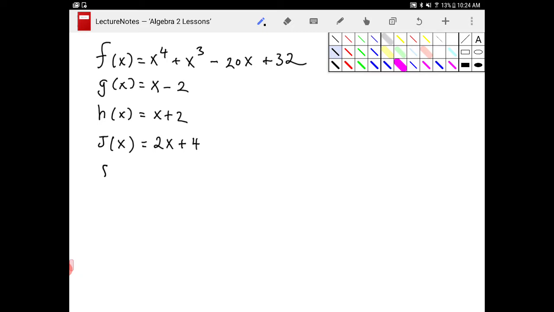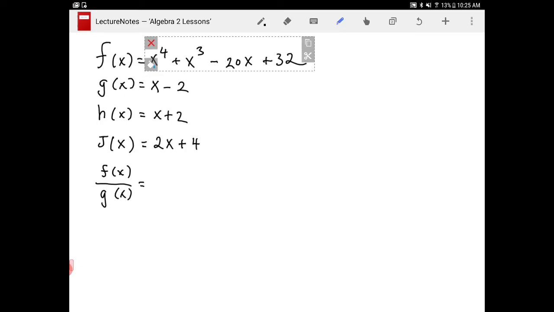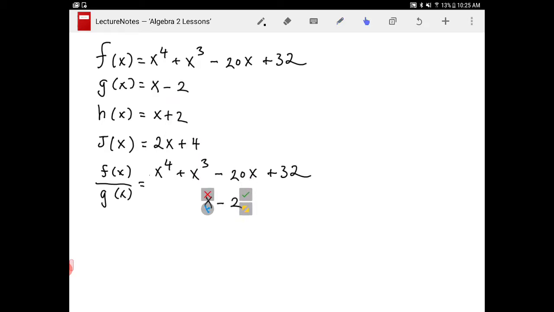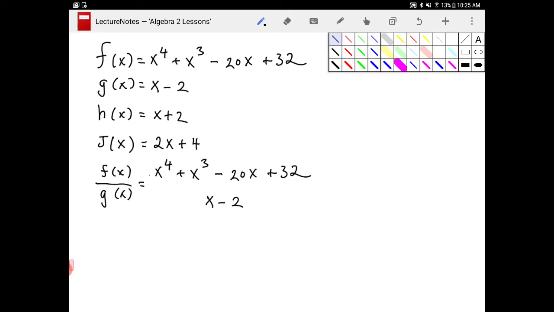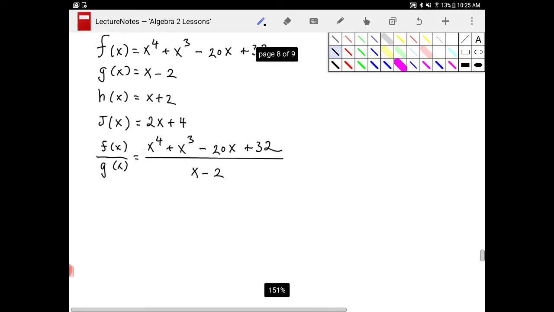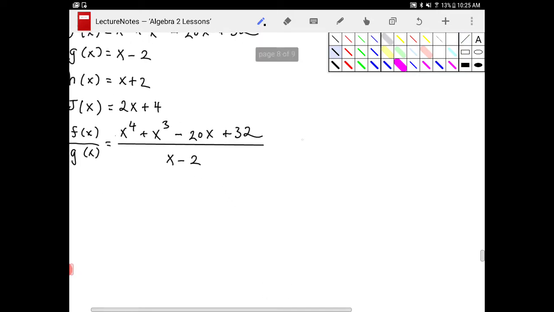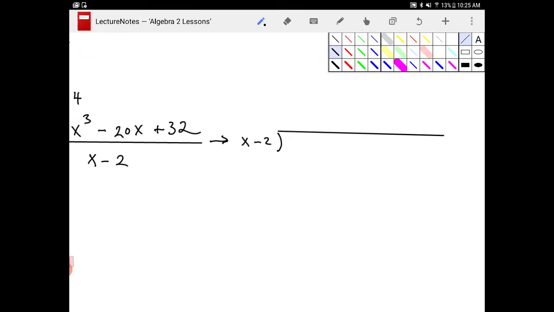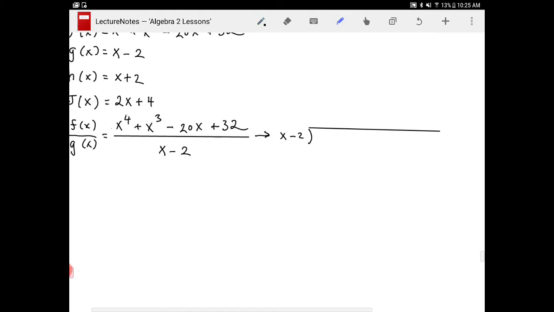So what I want to do is evaluate f of x over g of x. And f of x over g of x is this fourth degree polynomial divided by this binomial. So I want to perform this division, and what we would have normally done using long division is say this is the same thing as x minus 2 divided into this big expression here.